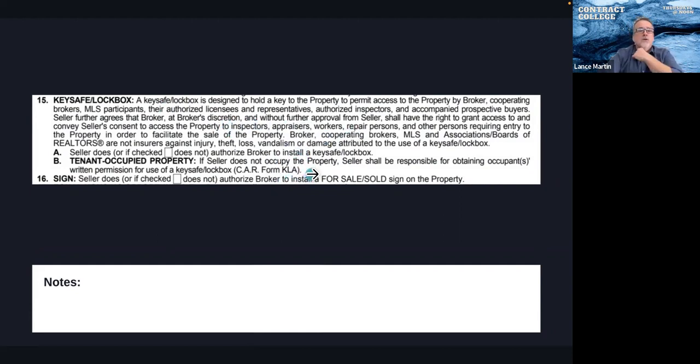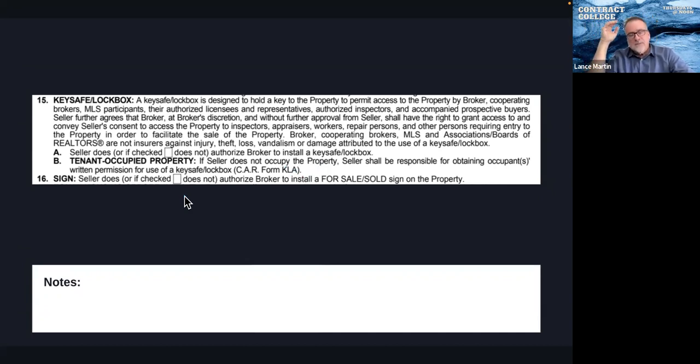KLA. So I do not recommend putting lock boxes on tenant occupied properties. It does give you an option to do that. I would stay away from that like the plague. It's so funny, signs have gone out of vogue. Guys, take a listing, put a damn sign in the yard, check the box.